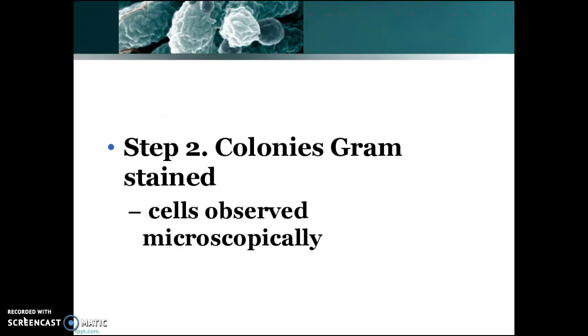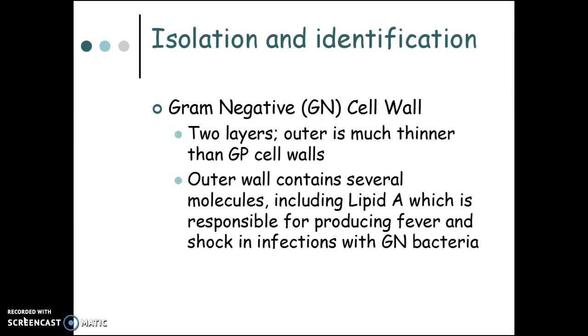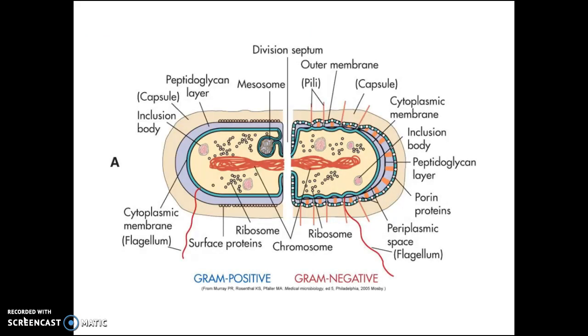Then the colonies are gram stained. This is to observe the cells under the microscope, and we know there are two types of bacteria, the gram-positive and the gram-negative. The main difference between the gram-positive and the gram-negative is the peptidoglycan layer. This one is the peptidoglycan layer, the one with the violet or purple color.